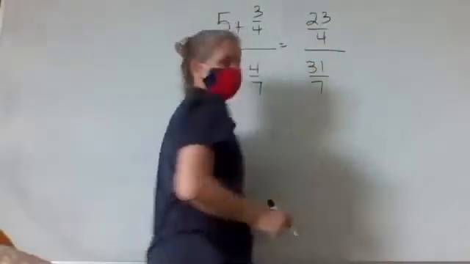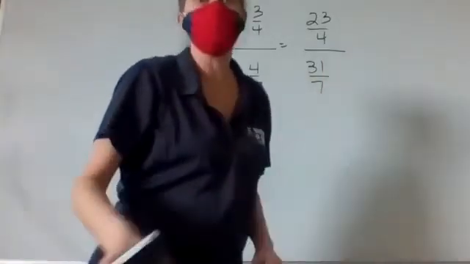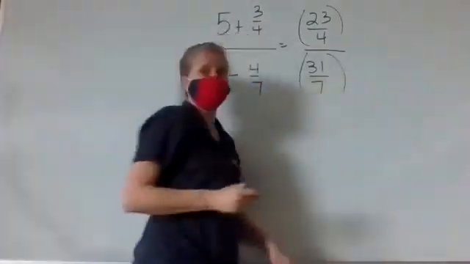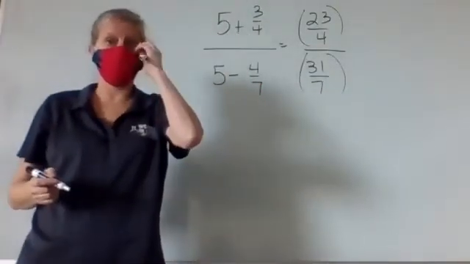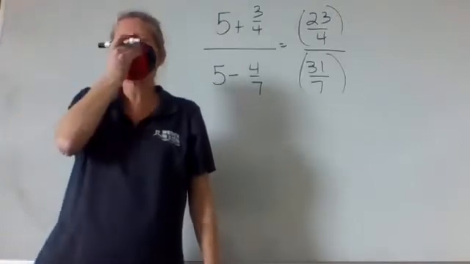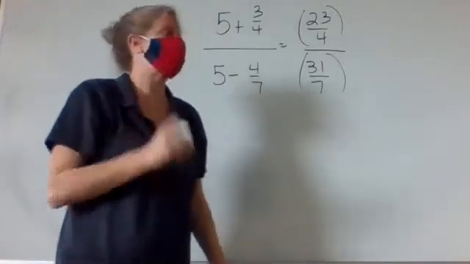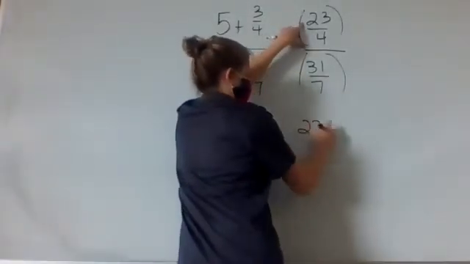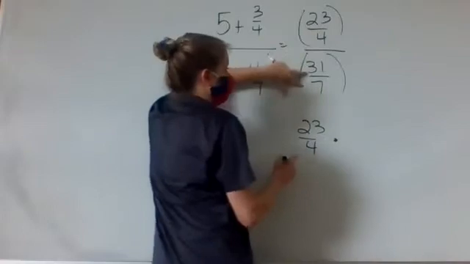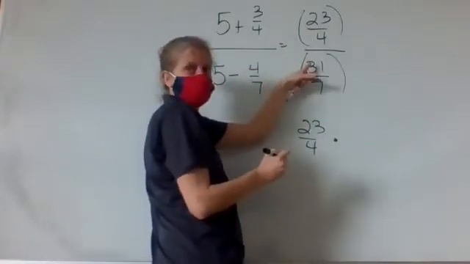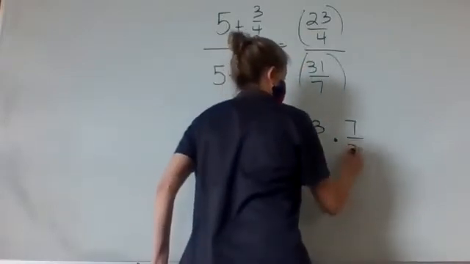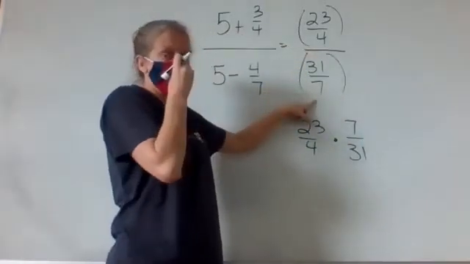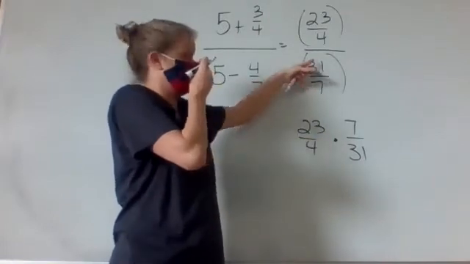Now I could type that in my calculator just like that, right? If I did that, I would put a parenthesis around both of those and put a division symbol between them. But what was I just saying? What is the definition of division? It means to multiply by the reciprocal. That means to do the top, 23 over 4, times flip the bottom, 7 over 31. So instead of dividing by 31 over 7, I am multiplying by its reciprocal.